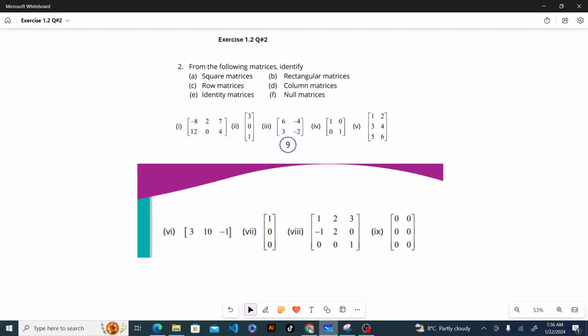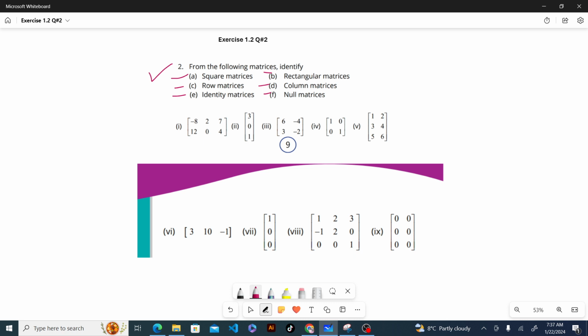Today we are going to do question number 2 of exercise number 1.2. In this question, we are going to identify the matrices by their types. As you can see on the screen, question number 2 is written: from the following matrices, identify square matrices, rectangular matrices, row matrices, column matrices, identity matrices, and null matrices. Okay. So first of all, I need to tell you what these matrices are. Which type of matrices are these?